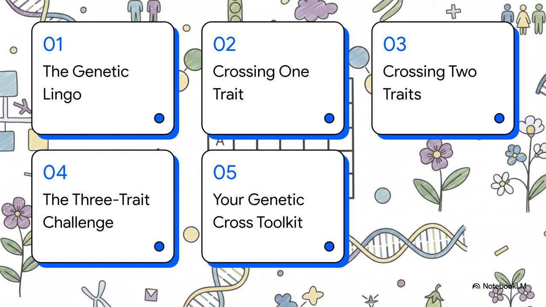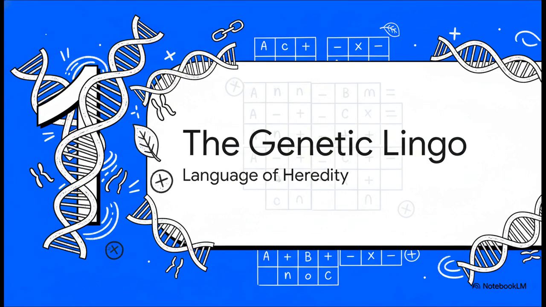So here's our game plan for today. We're going to start with the essential vocabulary, the lingo. Then we'll build up our skills step by step from crossing just a single trait all the way up to 3. And then we'll wrap it all up with a super handy toolkit that you can use for pretty much any genetic problem.